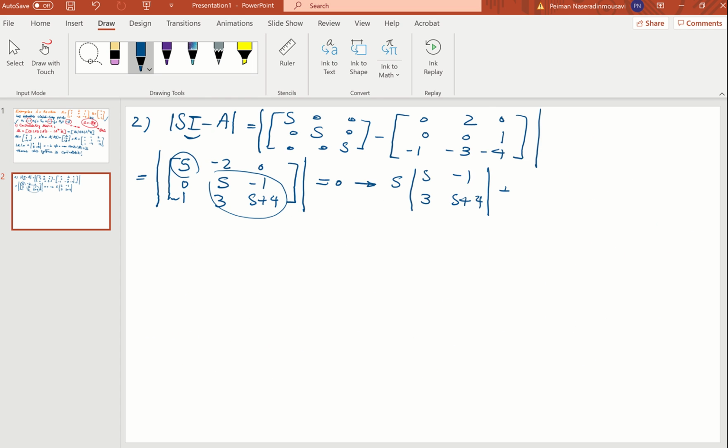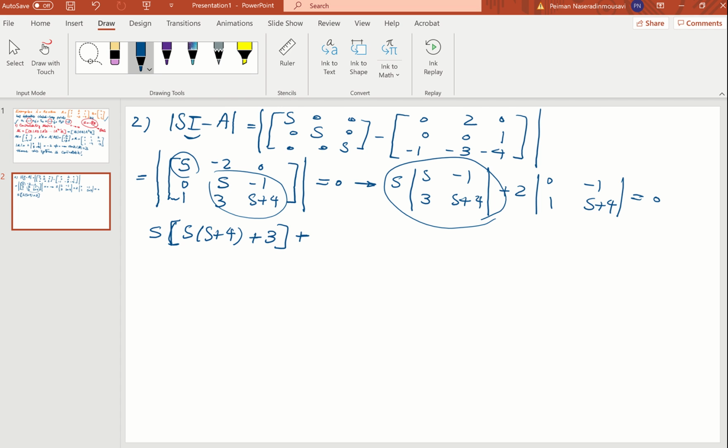That's right. Plus 2 in 0, -1, 1, S plus 4, right? And this is 0. So what you get is going to be S multiplied by S plus 4 plus 3 there, plus 2 in plus 1 is equal to 0.